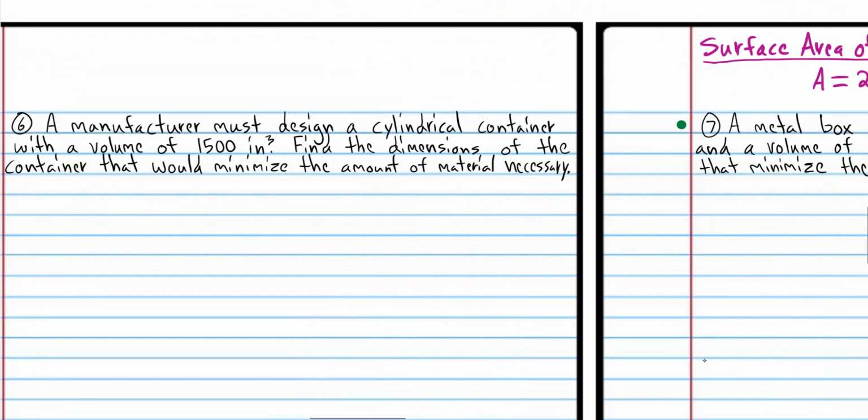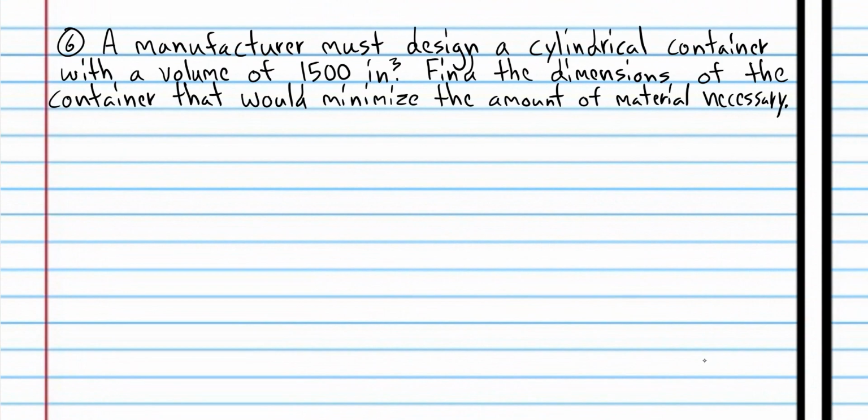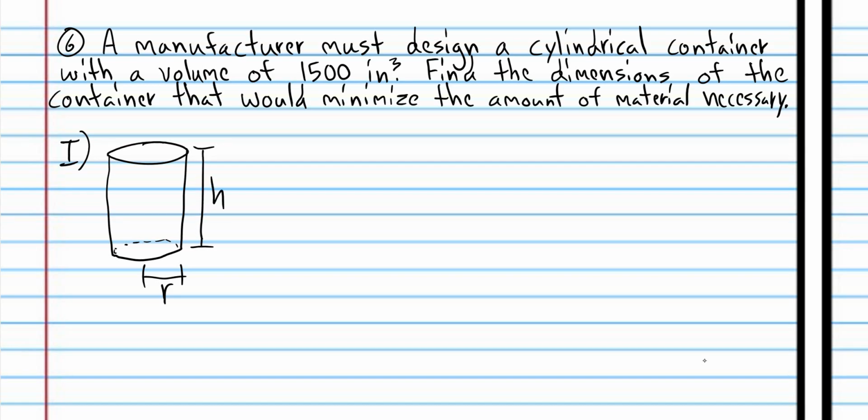Okay, so let's try one more of those. It says here, a manufacturer must design a cylindrical container with a volume of 1,500 cubic inches. Find the dimensions of the container that would minimize the amount of material necessary. Okay, so step number one, we have to draw a picture. So it's a cylinder. So we're concerned about the radius. Whenever you have a cylinder, you're always concerned about the height and the radius.